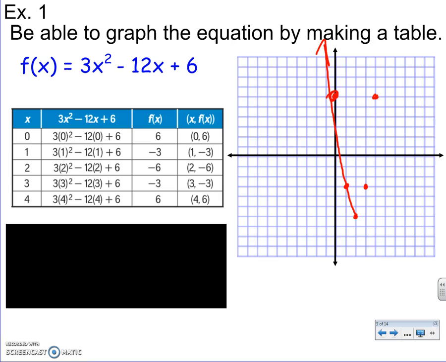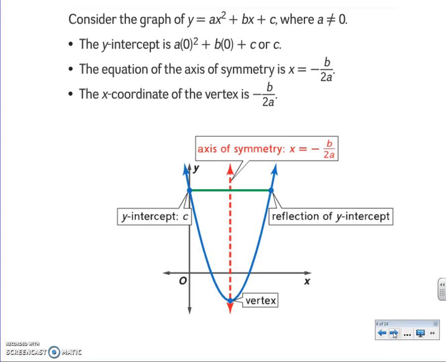I missed, so that's fine. All right, now it's a U, so I should have curved it out a bit. All right, so it looks a little better. So that's how you can always graph a picture. Just plug in your x's, find the y's, and those are your coordinates. Now there's a better way of graphing it if you have standard form.